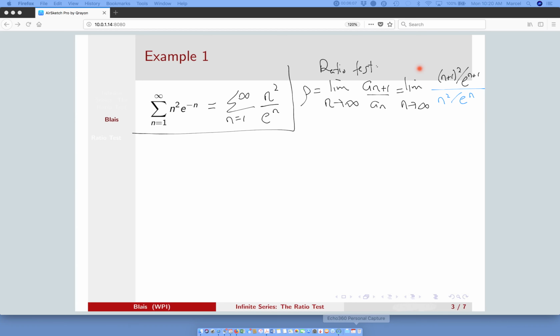And now we have a Calc 1 problem where we have to simplify and find this limit. So this will be the limit as n goes to infinity. So simplifying, we have (n+1) squared in the numerator, and then we have e to the n plus 1 in the denominator. And then this n squared will stay in the denominator. But this division by e to the n in the denominator moves the e to the n into the numerator.